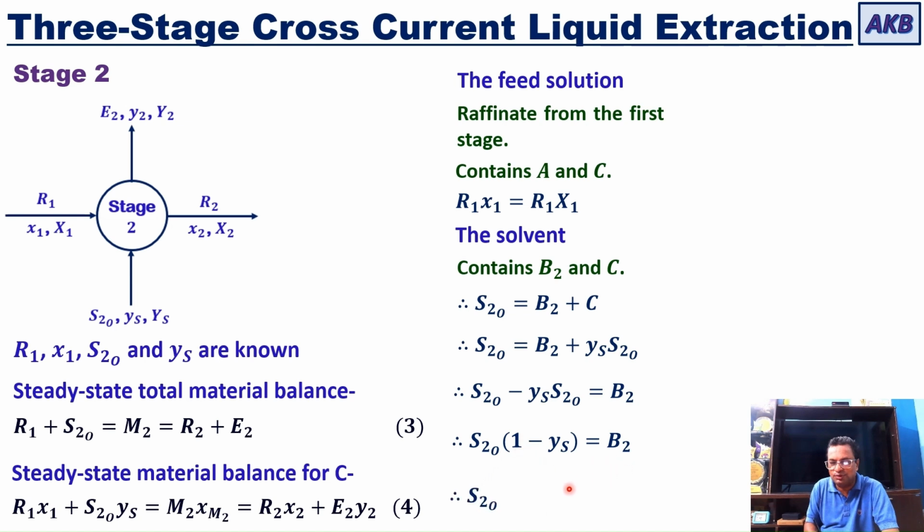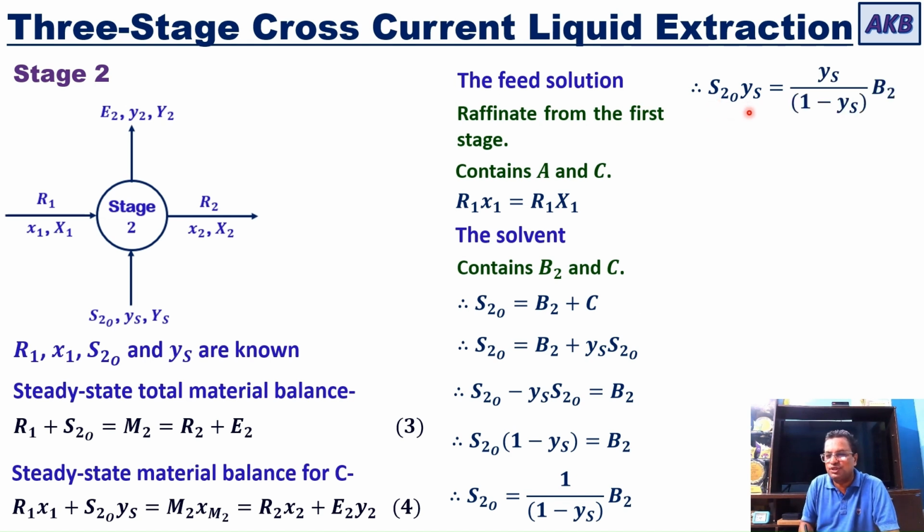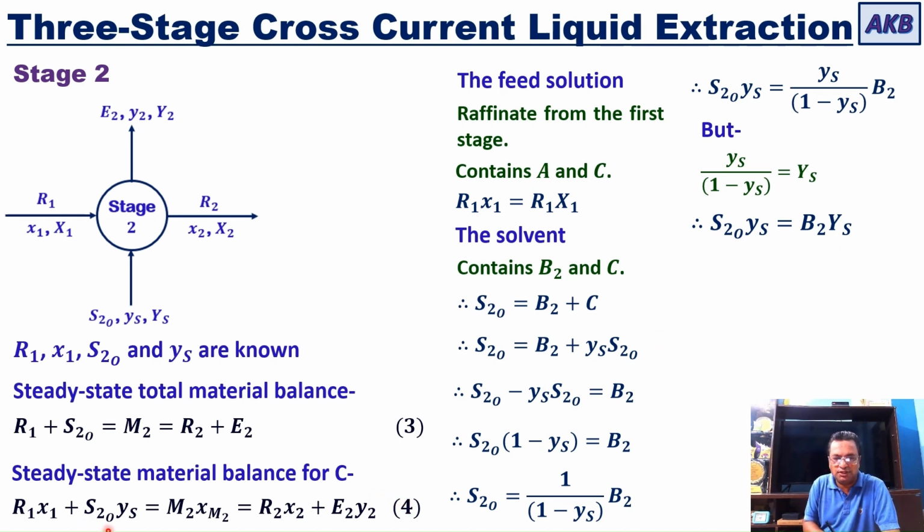And when I bring this term to the other side, it will be S20 is equal to 1 upon 1 minus Ys into B2. And then I will multiply on both the sides with Ys. So it will be S20 into Ys is equal to Ys upon 1 minus Ys into B2. But small ys upon 1 minus small ys is capital Ys. That is S20 into ys is B2 into capital Ys. That means in equation number 4, the term S20 into ys can be replaced with B2 into capital Ys.